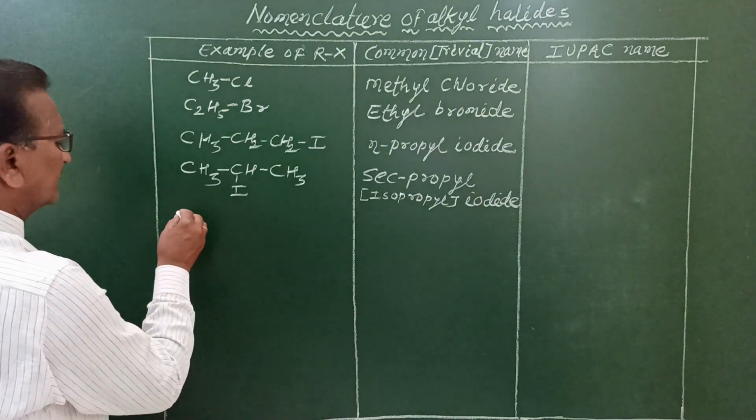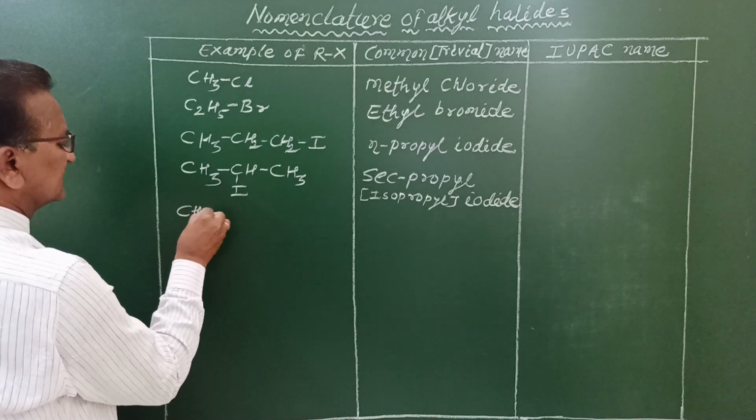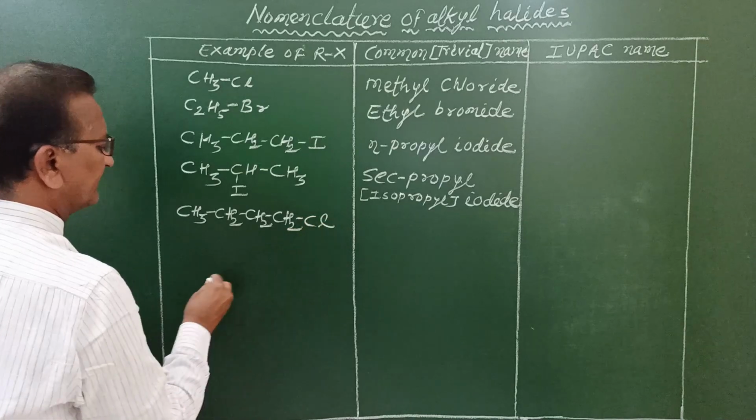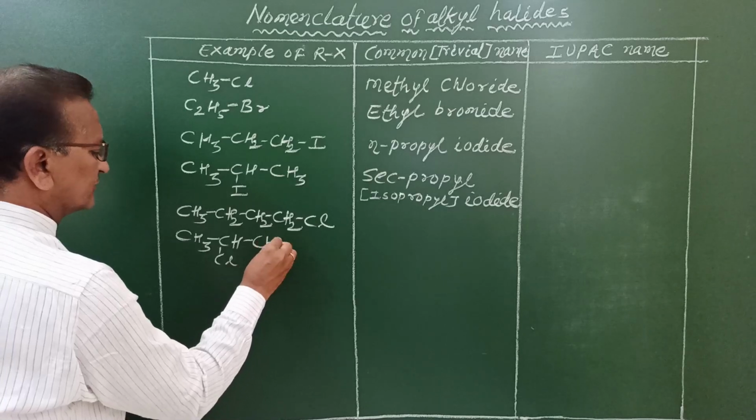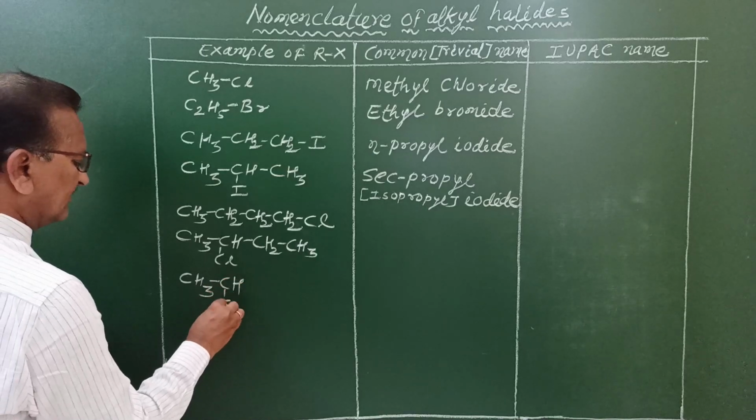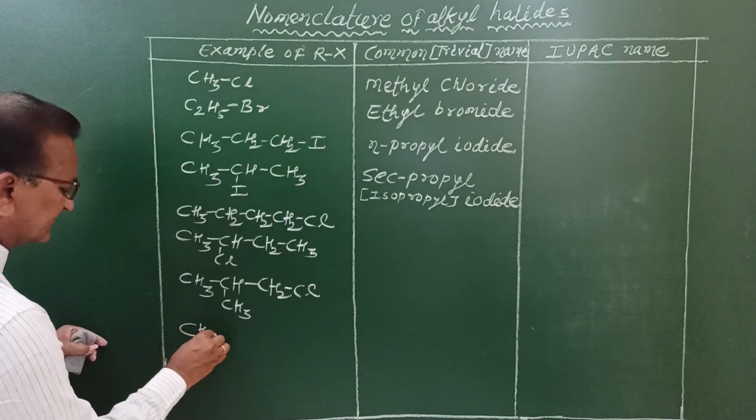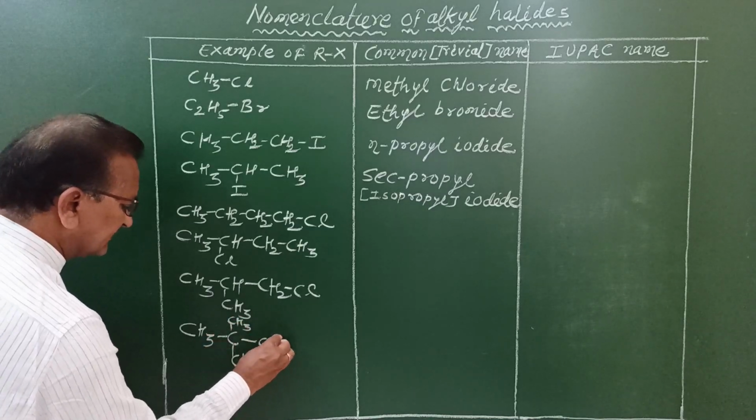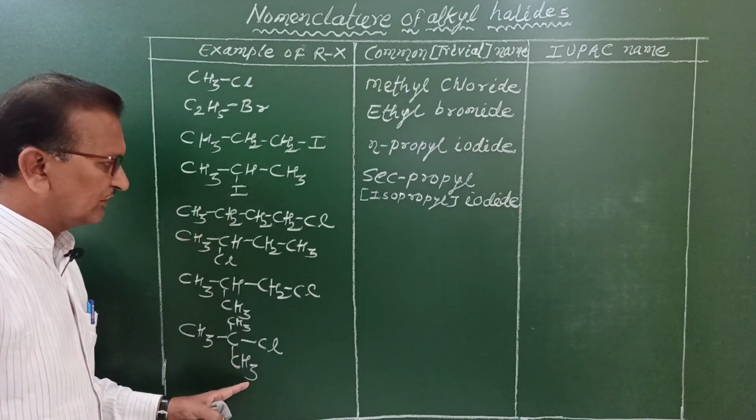Now we will write the isomeric n-butyl, isomeric butyl chlorides. First, CH3-CH2-CH2-CH2-Cl. Then CH3-CH(Cl)-CH2-CH3. Then CH3-CH(CH3)-CH2-Cl. And CH3-C(CH3)(CH3)-Cl. So in the case of the butyl group, we get 4 different isomeric butyl groups.